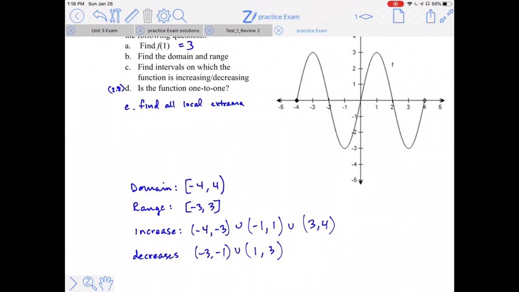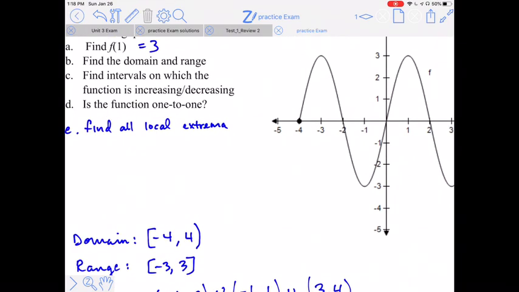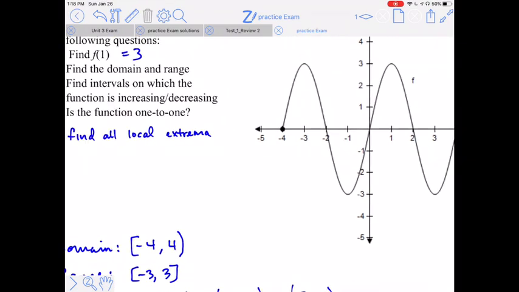Okay, part D, is the function 1-to-1? Graphically, when we talked about functions being 1-to-1, this was from section 2.8, it had to pass the horizontal line test. So this graph fails the horizontal line test. This function is not 1-to-1. And you will need to justify, is the function 1-to-1? Why or why not? No, it fails the horizontal line test.